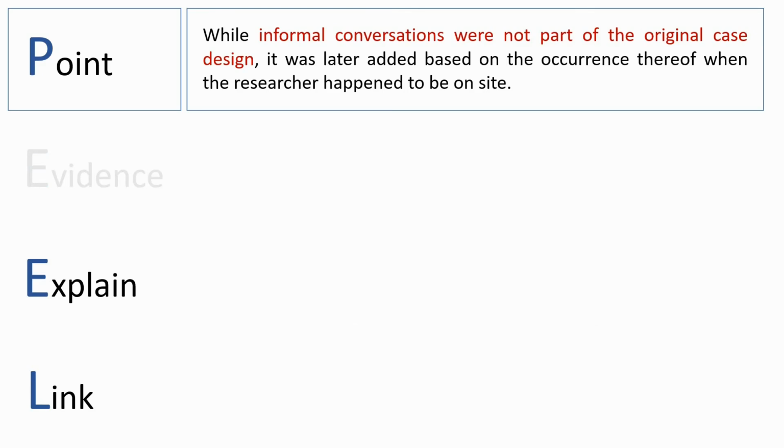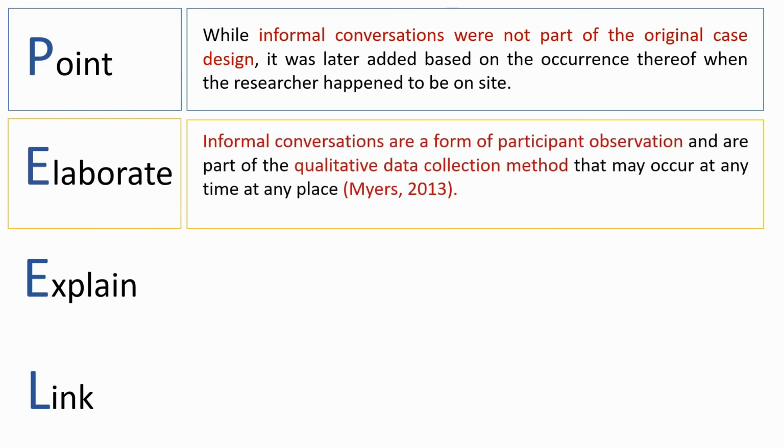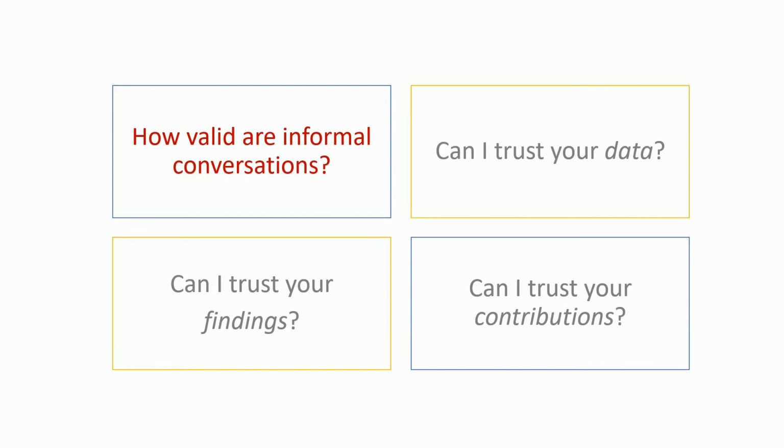So we can swap the evidence portion of the Peel method for something more appropriate. In this case, we can say, elaborate. We can tell the reader that an informal conversation is a recognized form of data collection. That takes care of the data collection method. Before we address the next question, we first have to evaluate if the question can be answered in this paragraph.